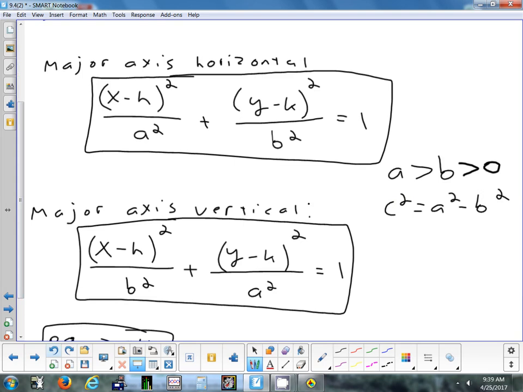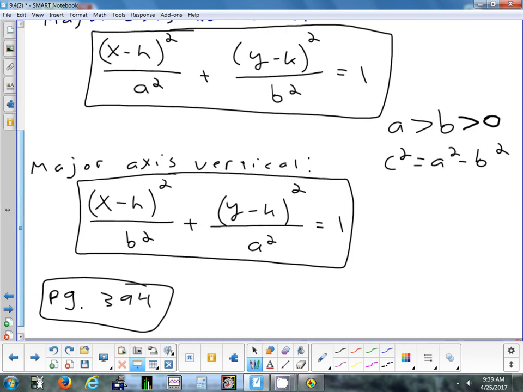Let's see, what else? A is still the biggest number, and A and B are always positive. That's the same. C squared still equals A squared minus B squared. That's the same. And everything else we wrote earlier is the same. A is still the distance from the center to the vertex. C is the distance from the center to the focus. That's all the same. And if you want to look these up in your packet, it's on page 394.